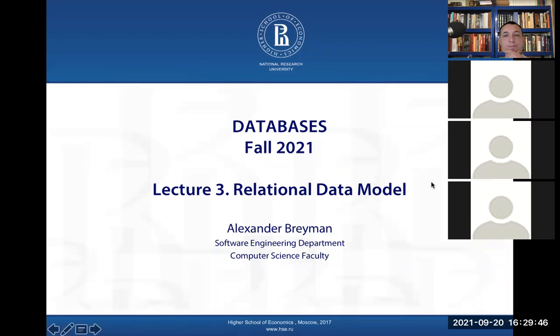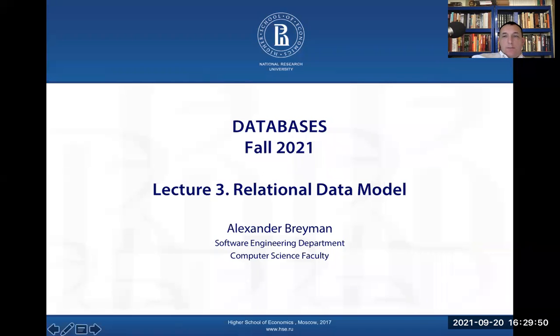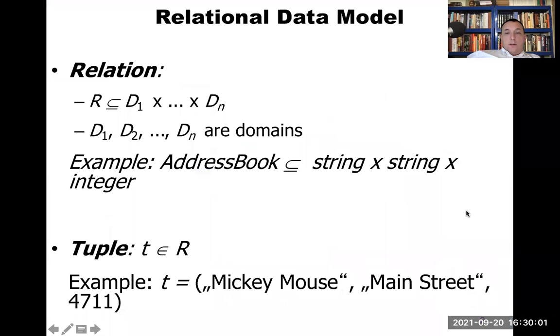Okay, so let's move to relational data model from conceptual models. Relational is about relations, and relational data model consists of relations. So relation is a subset of Cartesian product of domains.